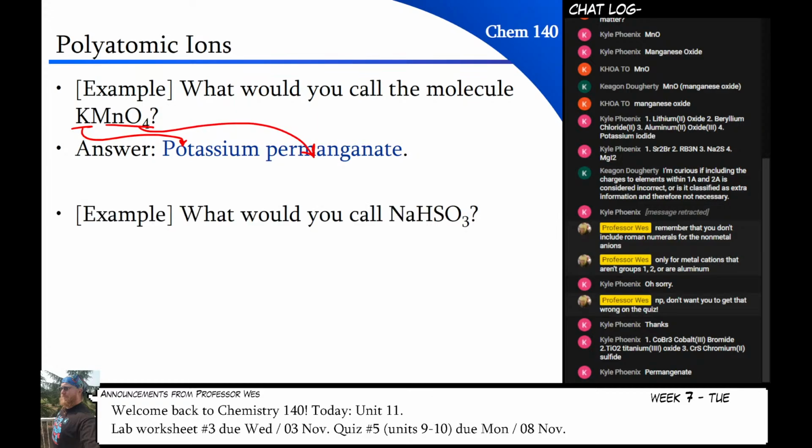Alright, how about this one? This one has two possible names based on which of the names for the polyatomic ion you use. Both are acceptable. I have programmed Canvas to use both of them. So anything that has two names for an ion, you can use either name. So I'll give you a minute or two to write that in the chat.